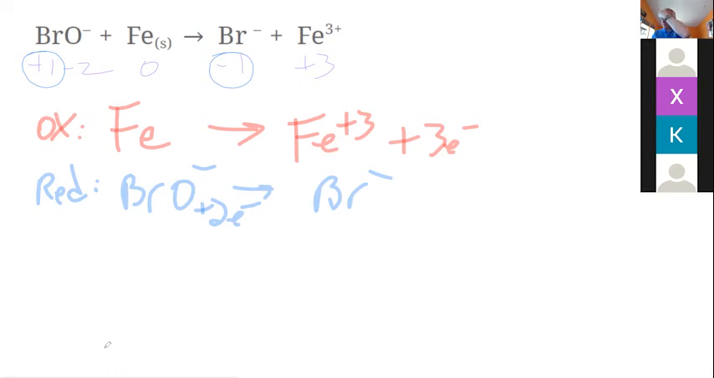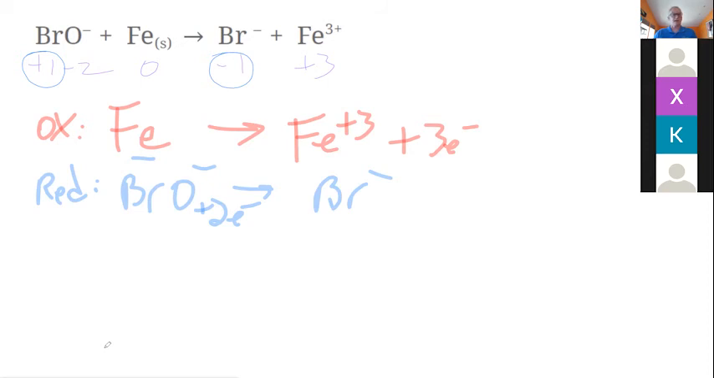So next, we want to put hydroxide ions to balance our charge. So on the oxidation side, do we need any hydroxide ions to balance charge? Is it already balanced? It's already balanced, right? Iron's not charged, and iron +3 and 3 negative electrons equals 0. So we don't need them for the oxidation.